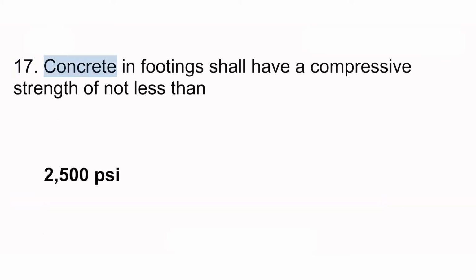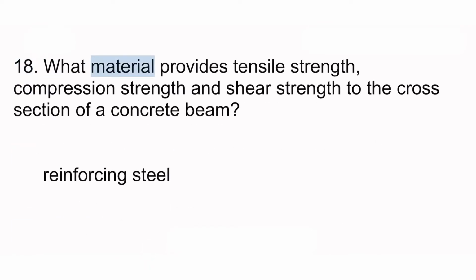17. Concrete in footings shall have a compressive strength of not less than 2,500 psi. 18. What material provides tensile strength, compression strength and shear strength to the cross-section of a concrete beam? Reinforcing steel.